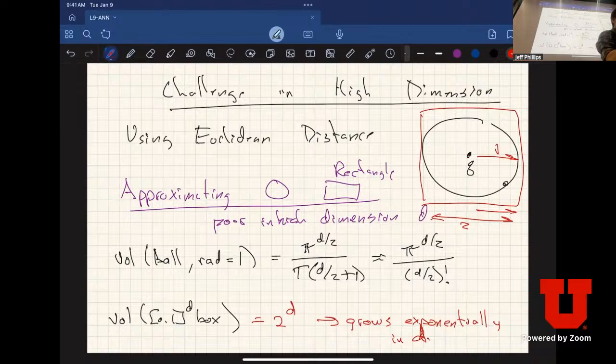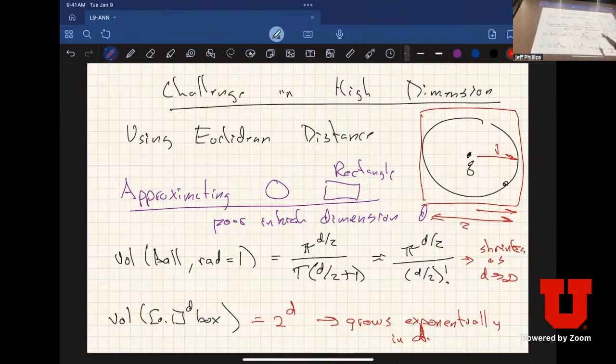So this actually shrinks as d goes to infinity. It becomes less than 1 around, say, maybe 6 or something. And it starts getting smaller and smaller where the box is growing exponentially. So the volume of the box grows exponentially bigger than the volume of the ball.